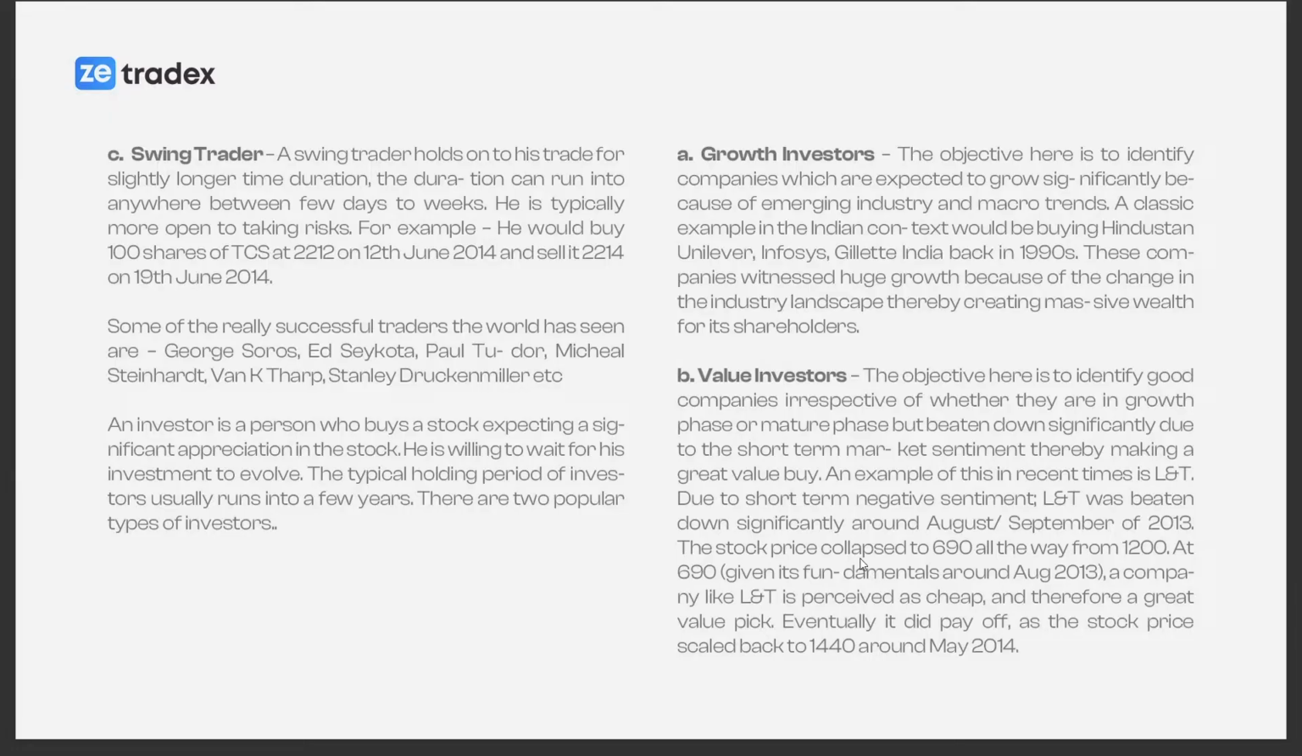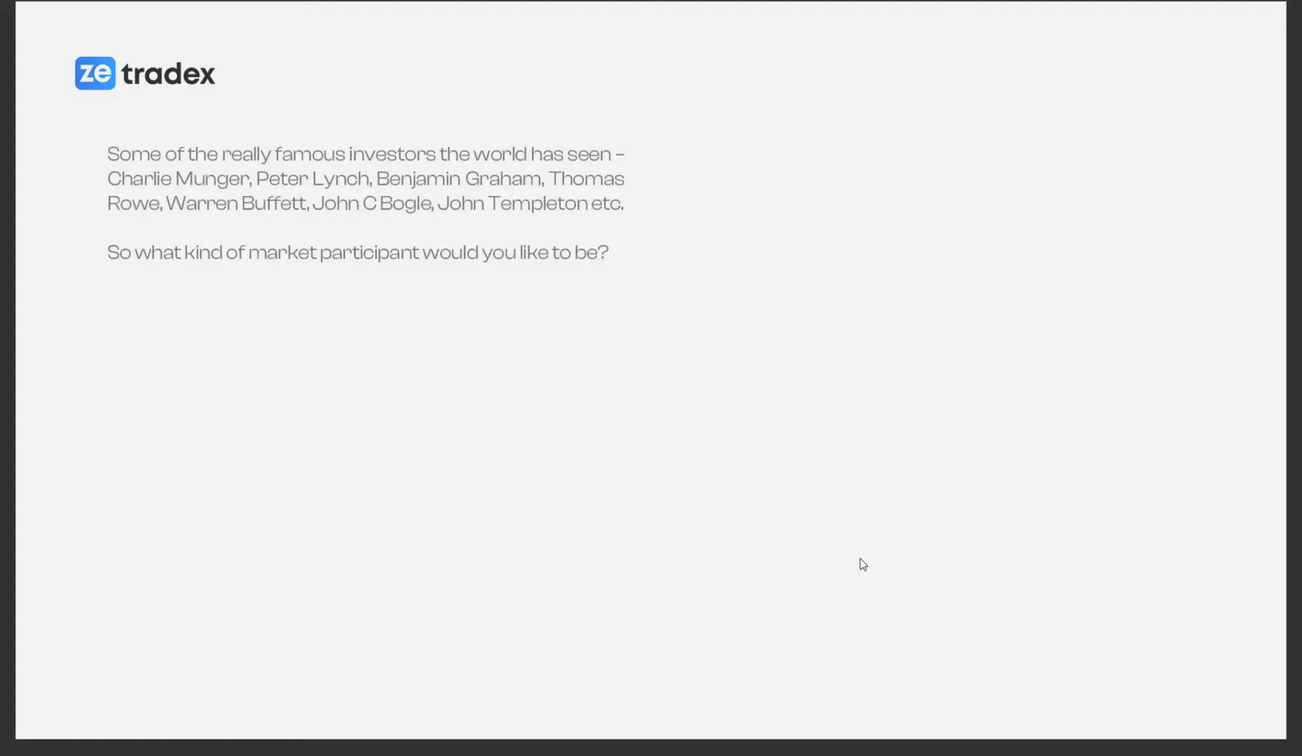Next page. Some of the really famous investors in the world have been Charlie Munger, Peter Lynch, Benjamin Graham, Thomas Rowe Price, Warren Buffett, of course, John C. Bogle, and John Templeton, etc. So what kind of market participant would you like to be? Let's leave you with this question. Next page.